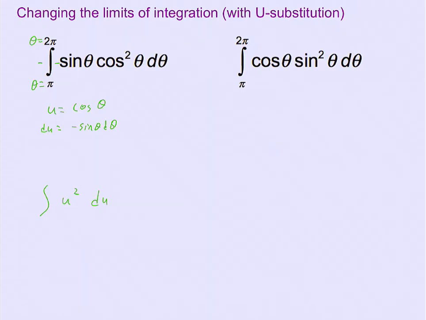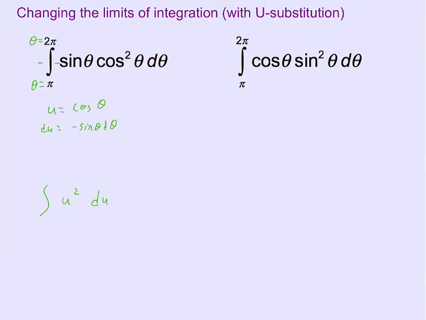That's all well and good. The problem is that whatever numbers I put up here for the definite integral, the limits of integration, they have to be values of u. They can't be theta. So I need to make a small little fix. It's a very easy thing to do. You just have to remember to do it.